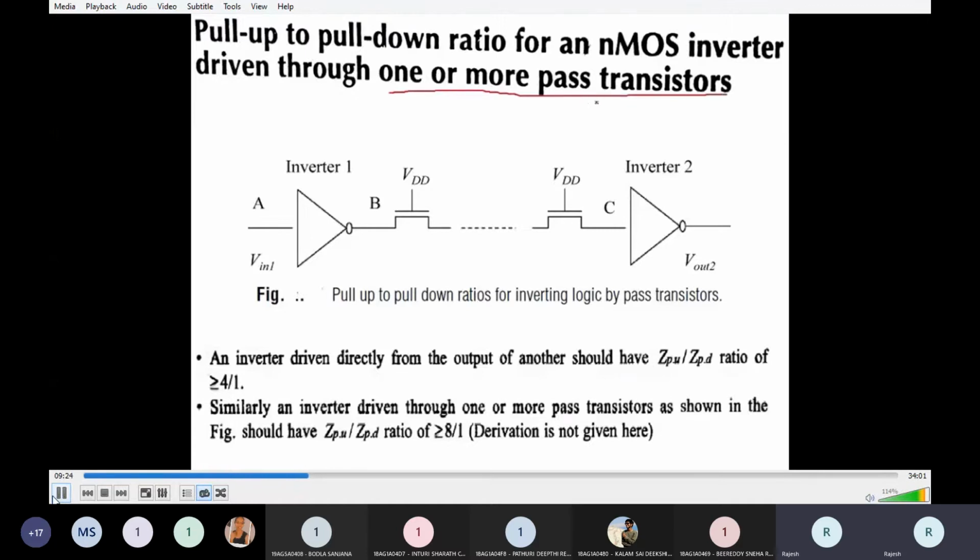Already we have discussed what pass transistor logic is. If NMOS transistors are arranged in series, then we can say this is pass transistor logic. So now this inverter is driven by one or more pass transistors. Then what is the minimum required pull up to pull down ratio? That you have to derive. For this, refer to the textbook. And for that the minimum required pull up to pull down ratio is 8:1.